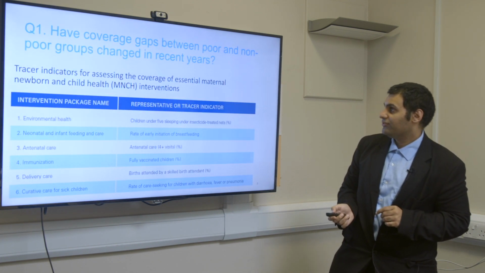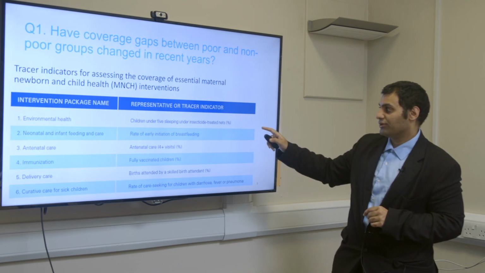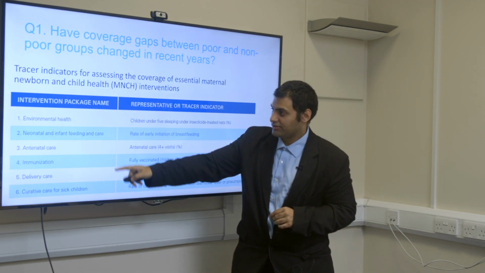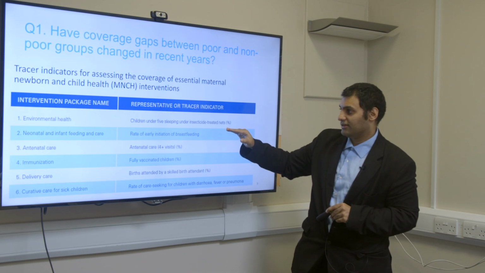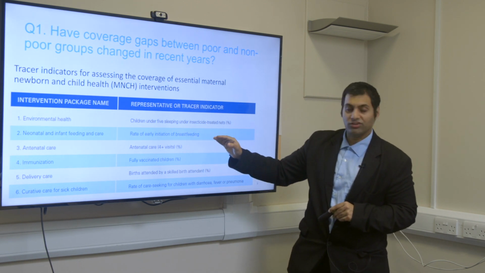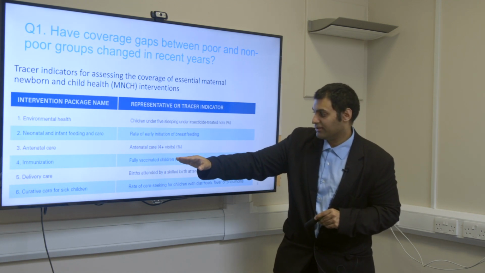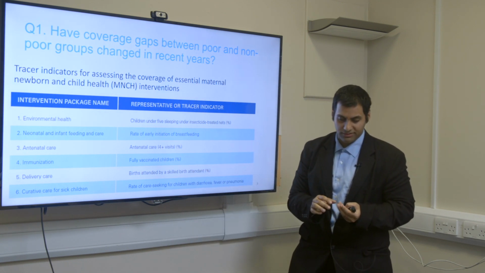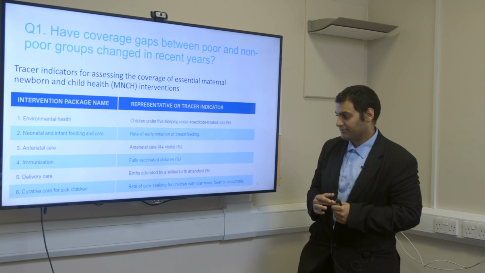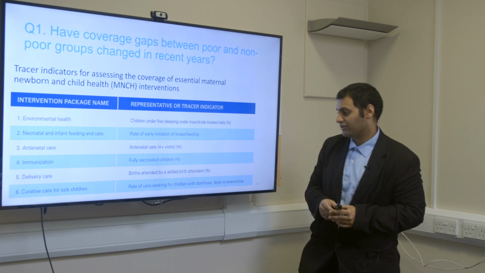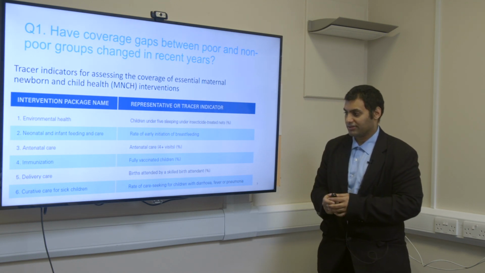Right. So in terms of answering the first question, have coverage gaps between the poor and non-poor groups changed in recent years? Specific tracer indicators were used covering different packages, and many of these are similar to what is on EQUIST for their structure of interventions. So looking at environmental health, the ITNs: are children under 5 sleeping under ITNs? Infant and young child feeding and care: what is the rate of early initiation of breastfeeding? Antenatal care: are mothers receiving continual care, so 4 or more visits? And immunization: are children fully vaccinated, that means have they received all 8 basic vaccinations? Delivery of care: are births attended by a skilled birth attendant? And curative care for sick children looks at the rate of care seeking for children with diarrhea, fever, or pneumonia. This was more of a composite indicator looking at receiving care within health facilities for children under 5.